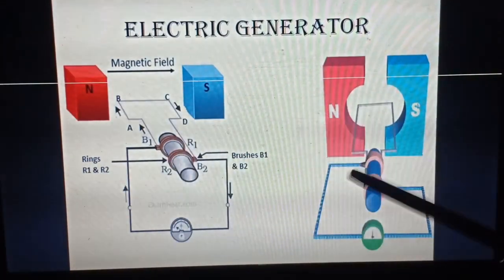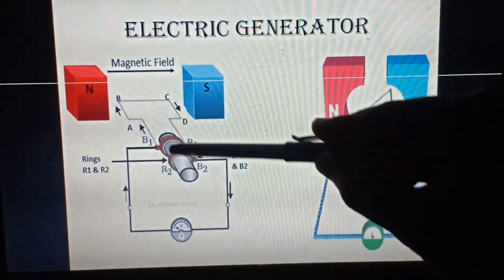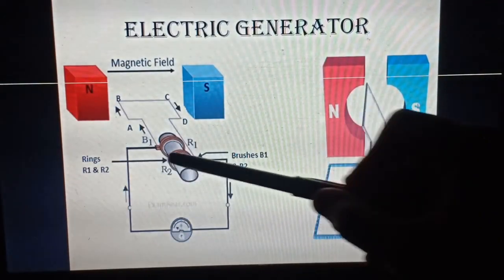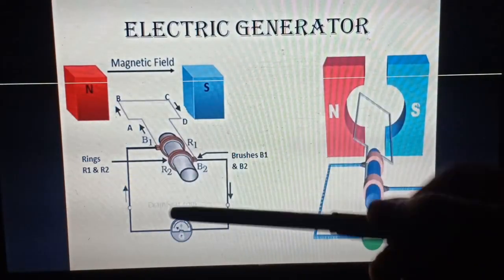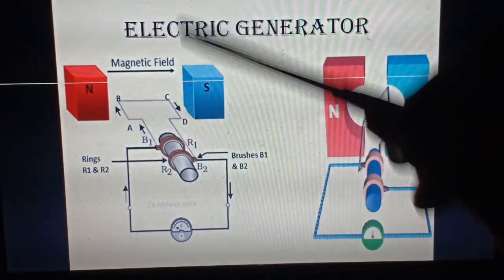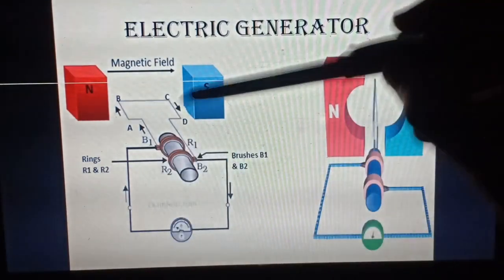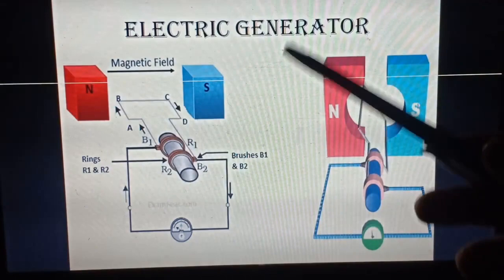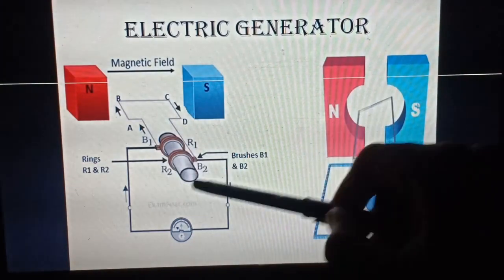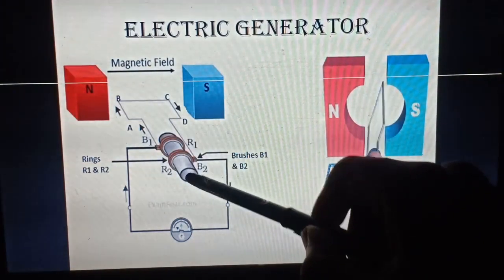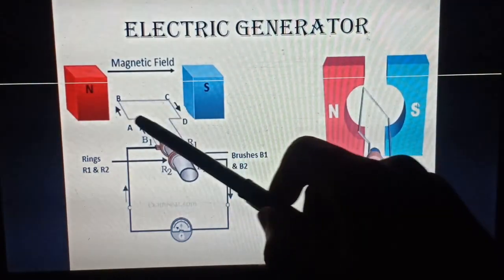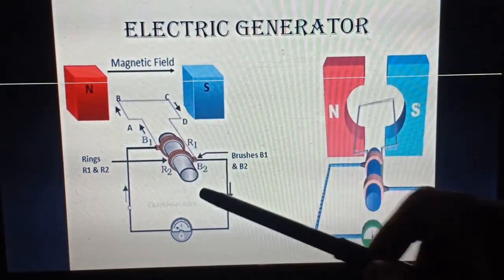Now, in the electric motor, we were providing an electric potential difference and the current through the circuit made it rotate automatically because it was experiencing a force. But here, as there is no voltage, we have to rotate it mechanically. An electric generator basically converts mechanical energy to electrical energy. So we have to move this axle so that this coil can be rotated.